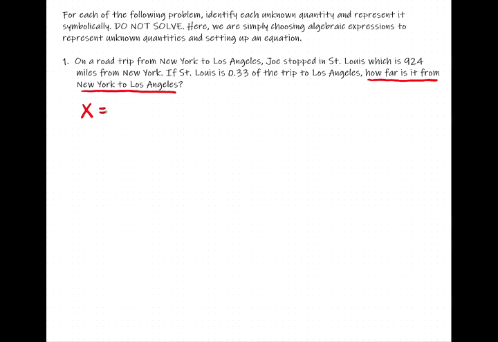And in this case, x equals the distance from New York to Los Angeles. That is the unknown number, and we're using the symbol x, so we don't have to keep writing distance from New York to LA every time we need to reference it. So x now stands for the distance from New York to LA.